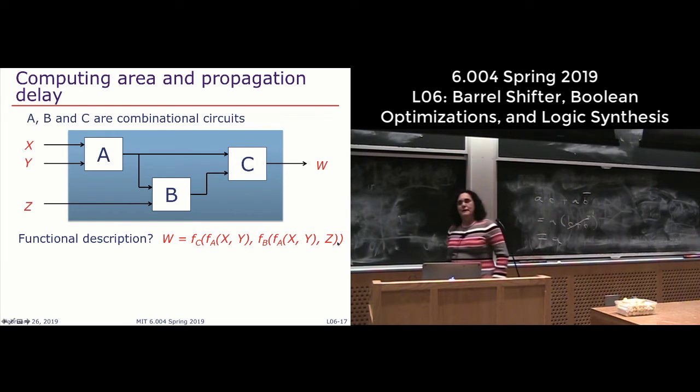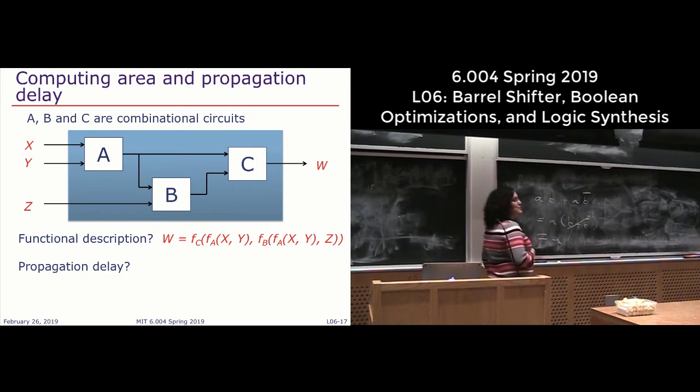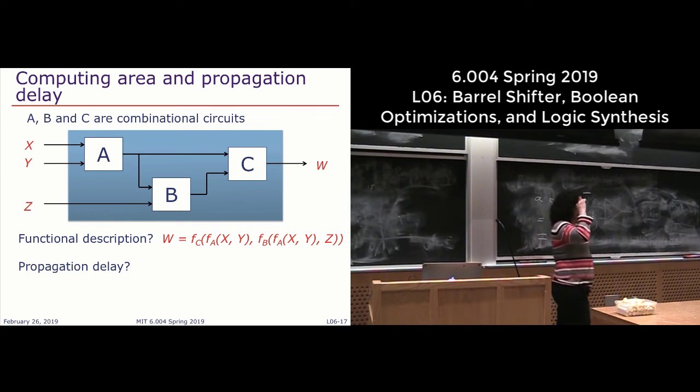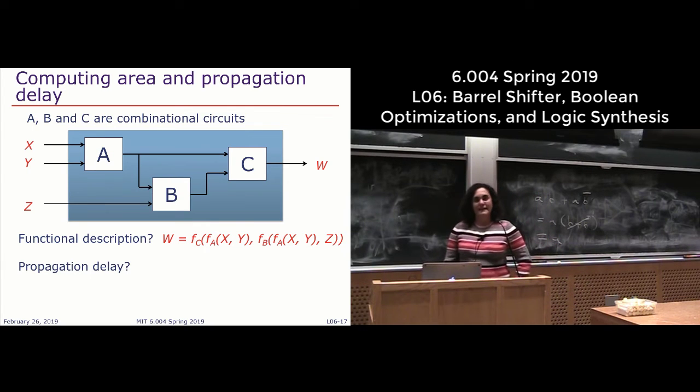But what we want to think about now is the other 2 properties that we started looking into. Specifically, propagation delay. How would I go about figuring out the propagation delay of this larger circuit that's made up of multiple smaller circuits? Any ideas? Were you raising your hand? Would you have to take the longest path every time? Yes. That's exactly right.